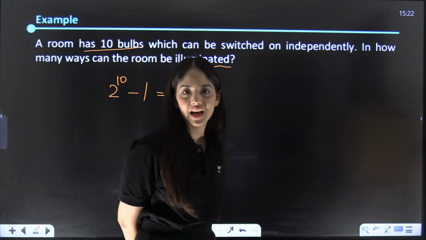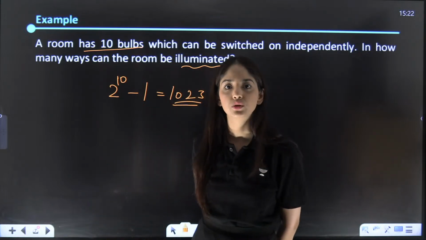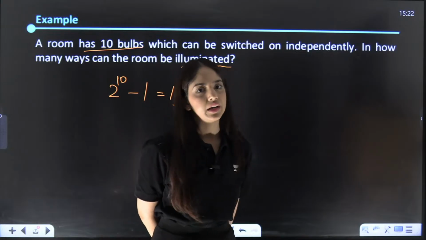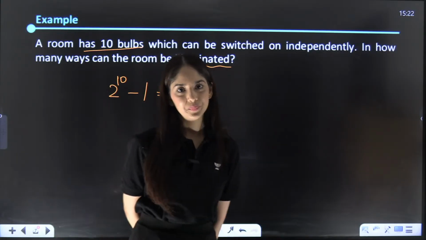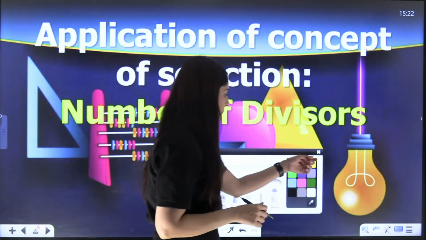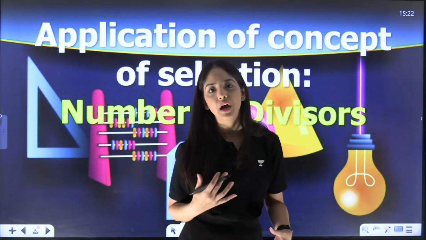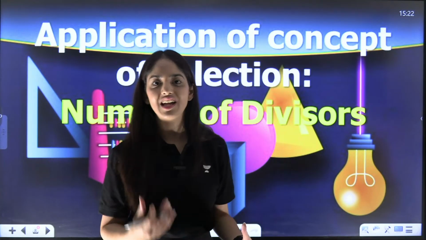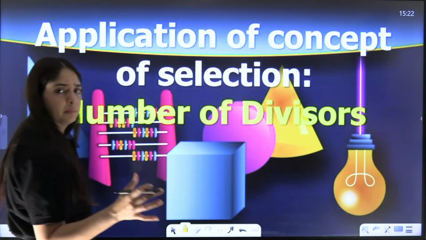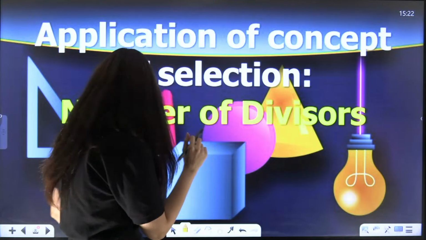Okay, so this is how you can do it. Very logically, do not memorize the formulas, understand, and you will never get any question wrong. Okay. Now, a very important application is whenever we have to count the number of divisors of a natural number. In that case, it is a very similar problem. Let me show you how.